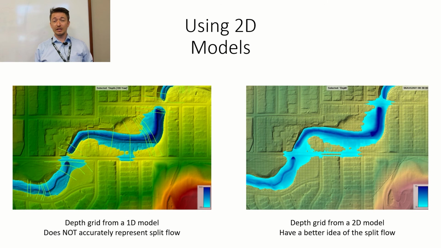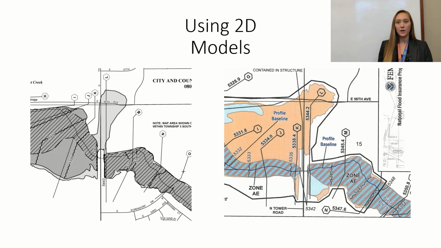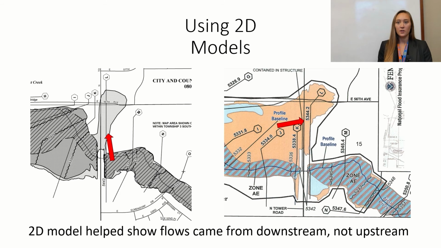Let's look at some actual examples to show you what we're talking about. This example on First Creek, when modeled in 1D, it looked like the whole right overbank was flooded, but when modeled in 2D, the flooding actually occurred from the downstream to upstream, not the other way around. This is when 2D modeling is needed.